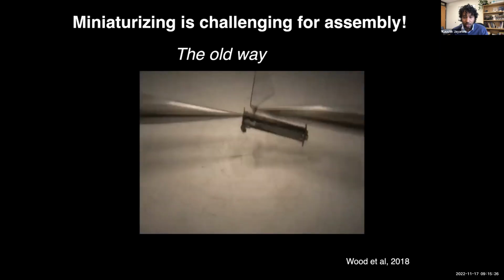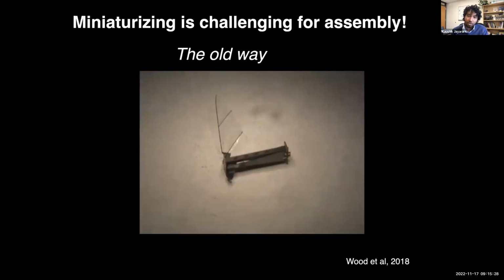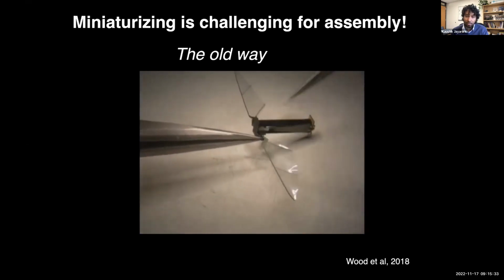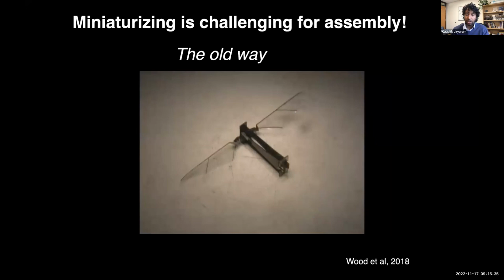Here's showing the process of assembly of the main chassis and the transmission, and finally attaching the wings. All right, and these robots work well. However, as I mentioned, it becomes really challenging to build multiple of these systems.